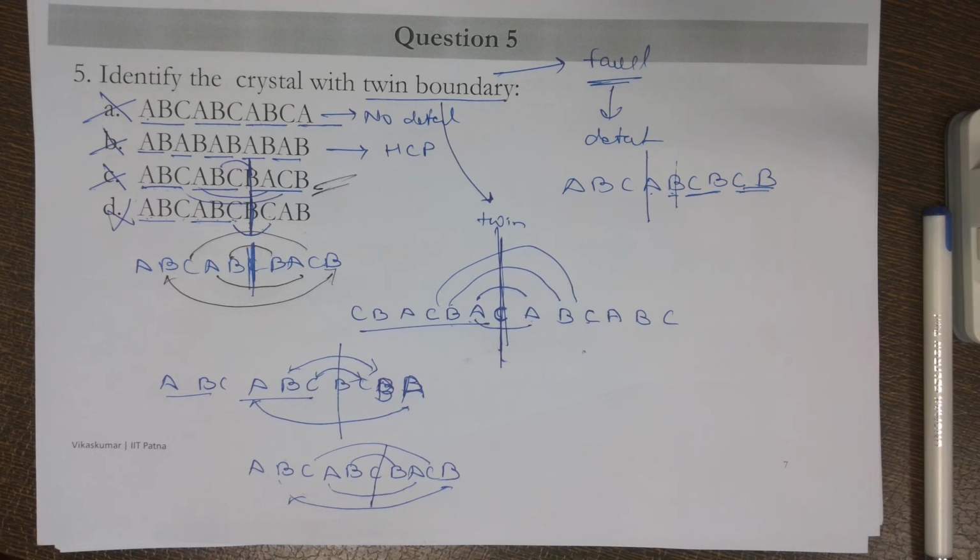This is stacking fault defects, so it should be around week 6 maybe. Week 6 is diffusion. Defects we have discussed in which of them?